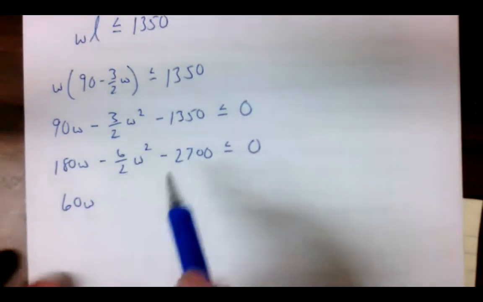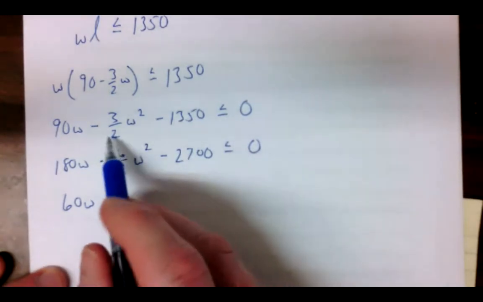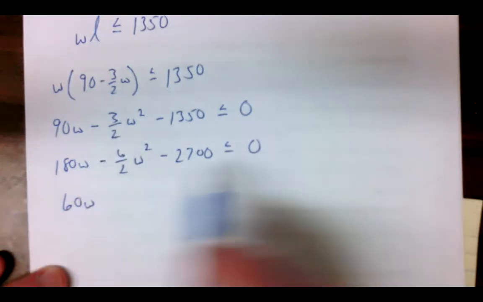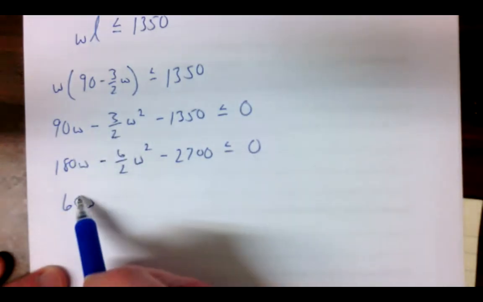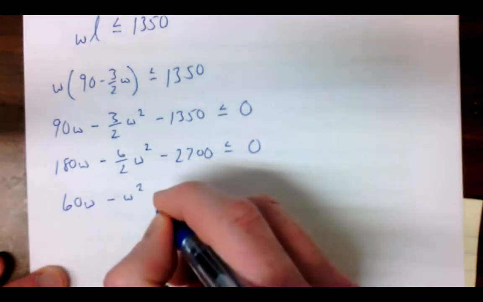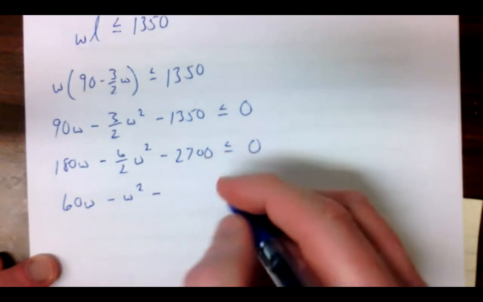Okay. Yeah, I would have multiplied everything by 2 over 3 just to get rid of this, and that's essentially what I'm doing. I'm just doing it in 2 steps. So now I'm dividing by 3. This is 3 divided by 3 is 1, so it's negative W squared. And then this divided by 3 is 900.